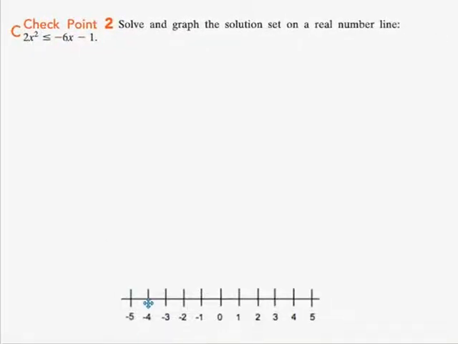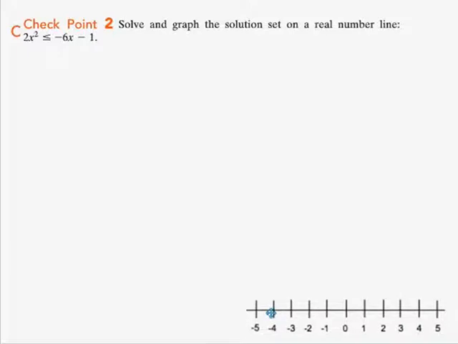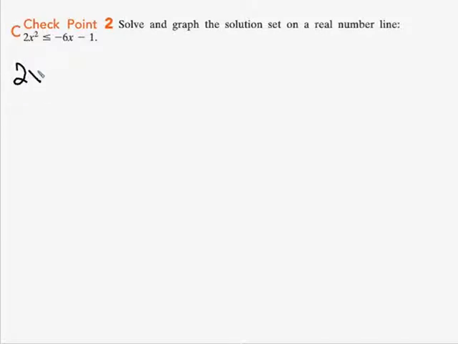Right, solve and graph on the number line. And this one, I'm going to throw this graph into the garbage because we're going to make our own. We have our 2x squared. It's positive on the left, so I'm going to leave it there. Add 6x to both sides, and add 1 to both sides. Now it is less than or equal to 0.